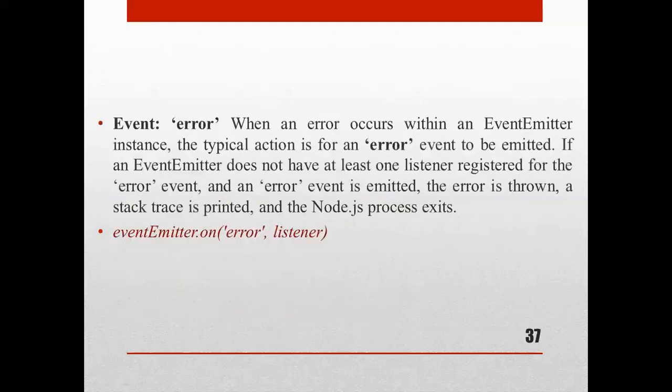So the next event is error. When an error occurs with an event emitter instance, the typical action is for an error event to be emitted. If an event emitter does not have at least one listener registered for the error event and an error event is emitted, then the error is thrown, a stack trace is printed, and the Node.js process exits. So see the syntax for registering with the error event: eventEmitter.on error, listener.